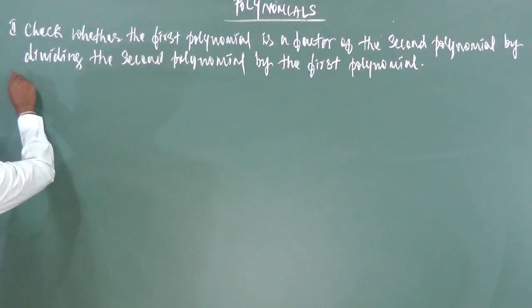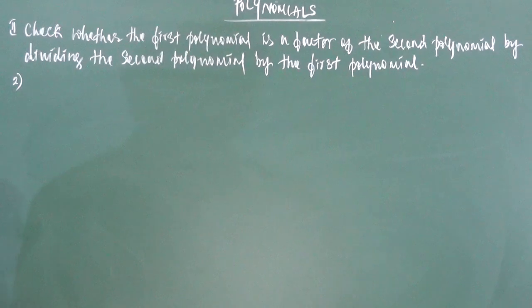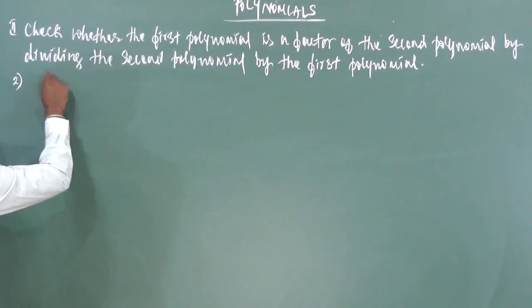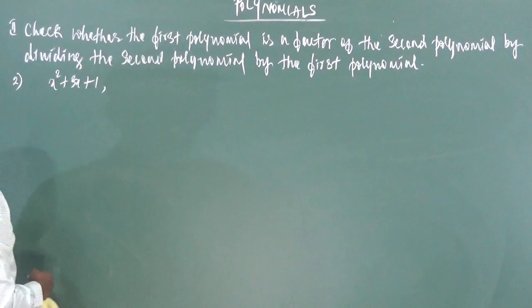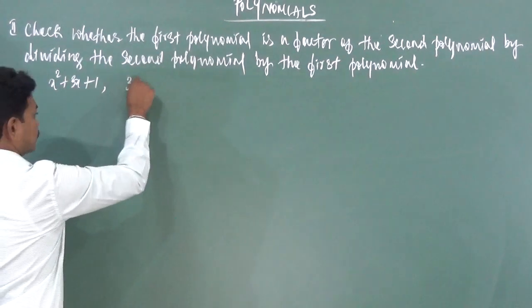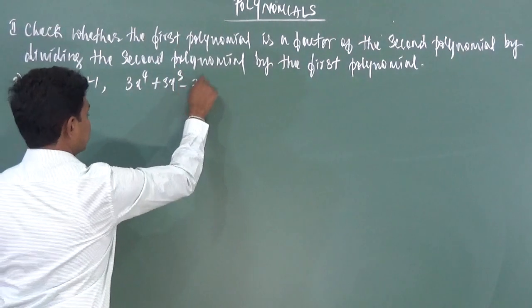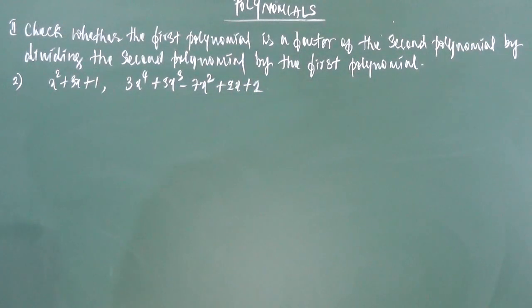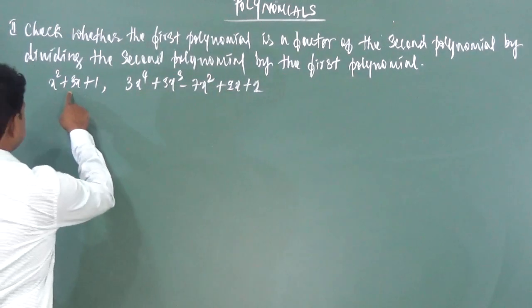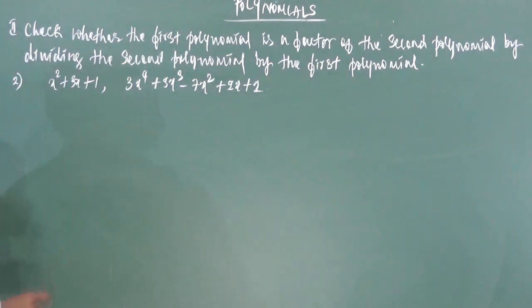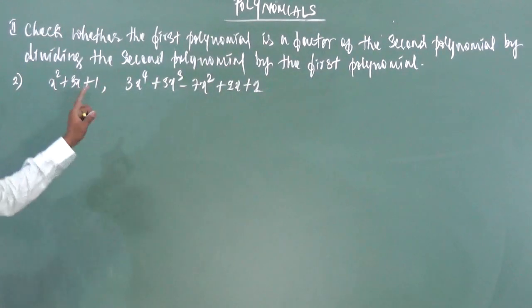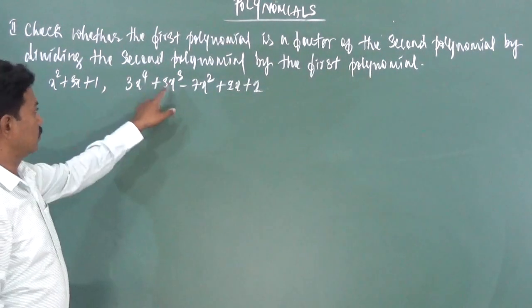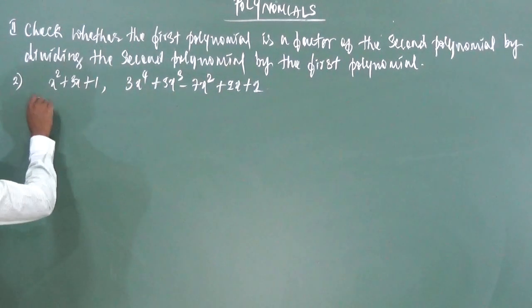Right, we'll go with the second problem now. Same question: check whether the first polynomial is a factor of the second polynomial by dividing the second polynomial by the first. Okay, x square plus 3x plus 1 is one of the polynomials. So using this you have to divide 3x to the power 4 plus 5x cube minus 7x square plus 2x plus 2. So these are the two polynomials given to you. So you have to check whether this polynomial is a factor of this or not. So the simple procedure is, when you divide this polynomial by this, if you get the remainder 0, then this is a factor of this. If you do not get the remainder as 0, then this is not a factor of this. So very simple.